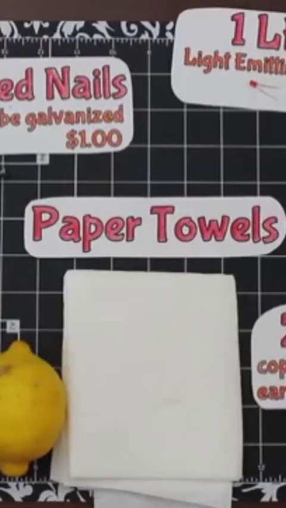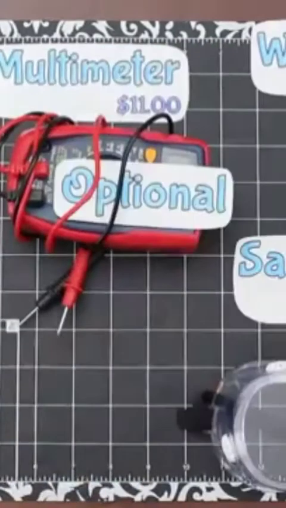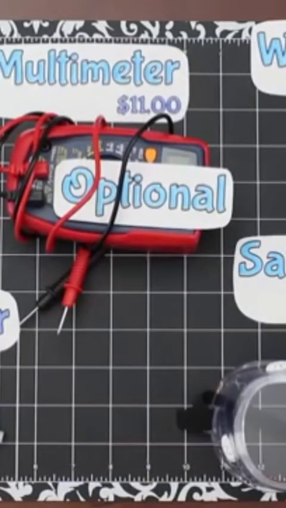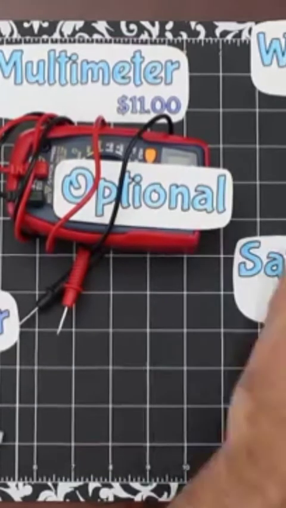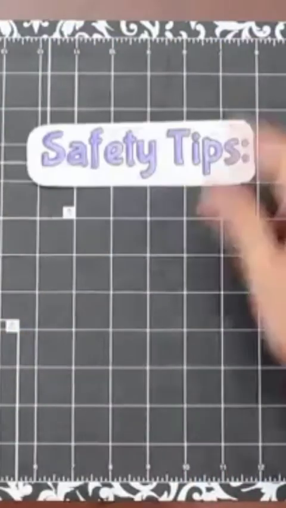For this activity, you'll need these materials. You'll also need these tools. A step-by-step procedure is linked in the description. If you're under 12, ask an adult before starting this activity. Also, a few tips for safety.